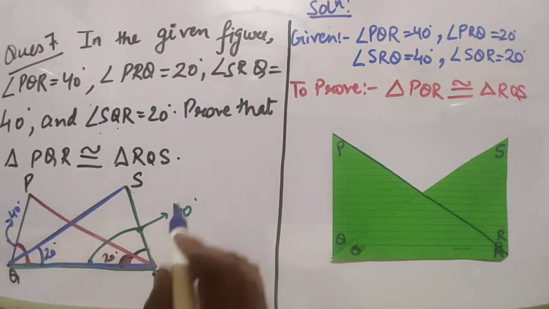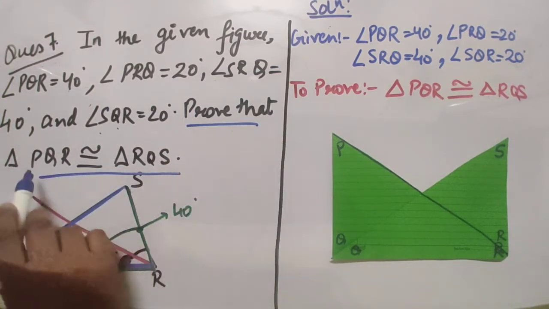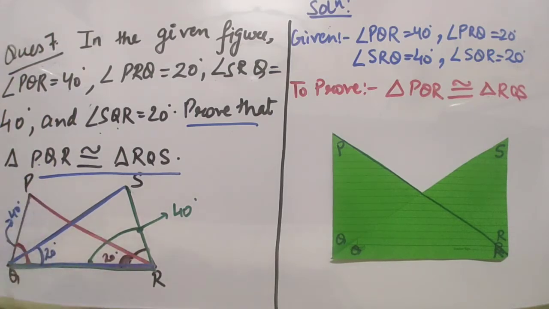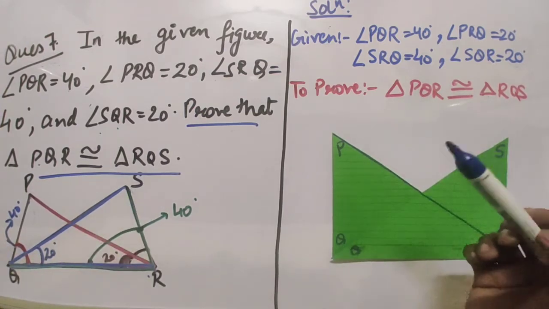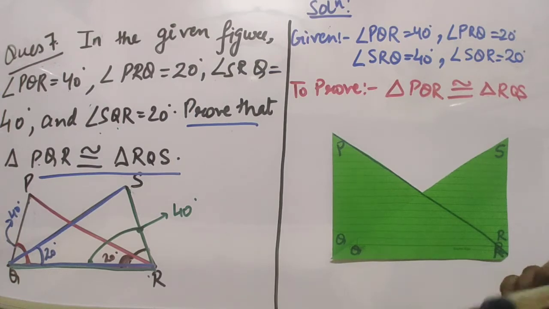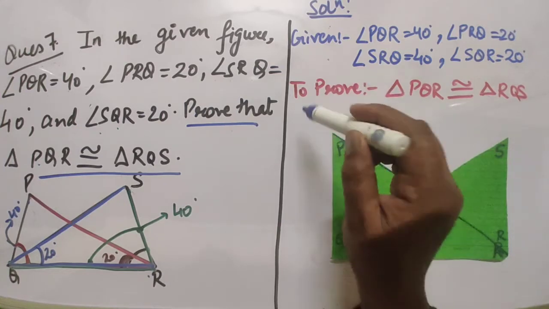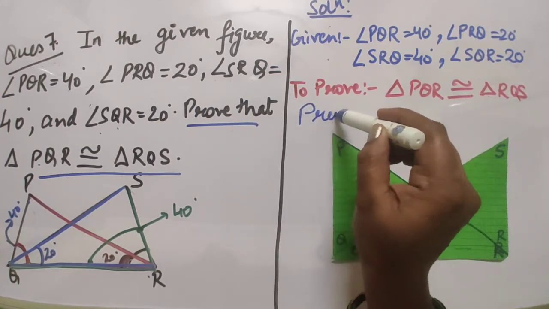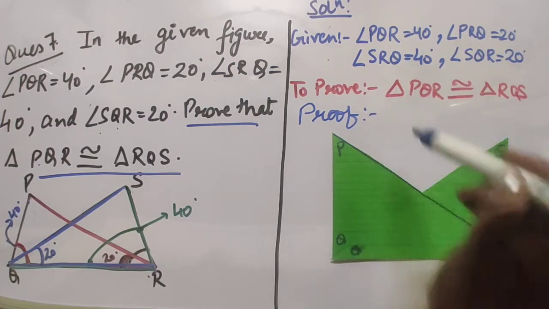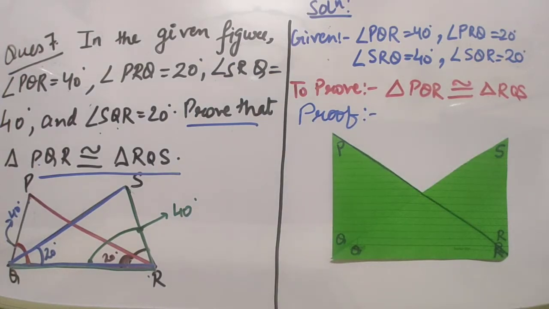So we have to prove here that triangle PQR is congruent to triangle RQS, right? So similarly, as in all questions we have written given first, then we have written proof, then we are going to start with proof. Before we start with proof, because the figure is a bit confusing, to clarify that confusion I have come with my paper cutting method again.